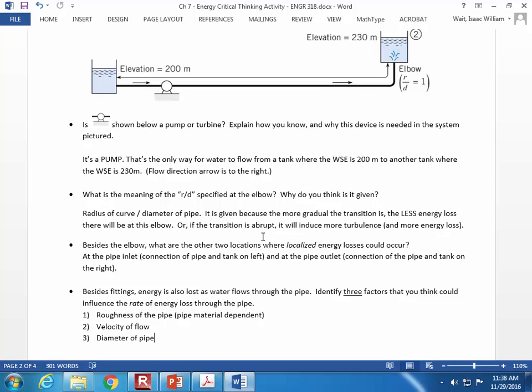And then velocity of flow and diameter of the pipe are interrelated. If you have a bigger diameter pipe, that will reduce the velocity of the flow for the same flow rate. But they're accounted for separately because those two variables can change independently. If you have a certain diameter pipe, you can increase or decrease the flow rate through a system, and that will also have an effect on energy loss.